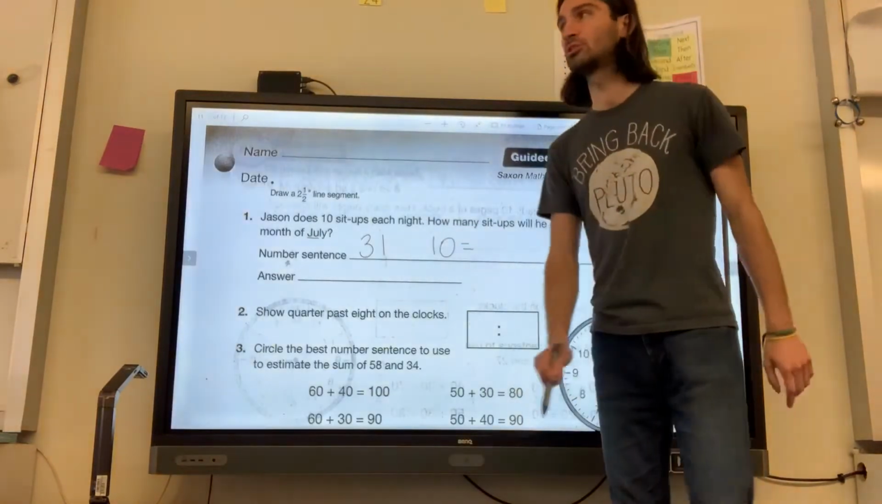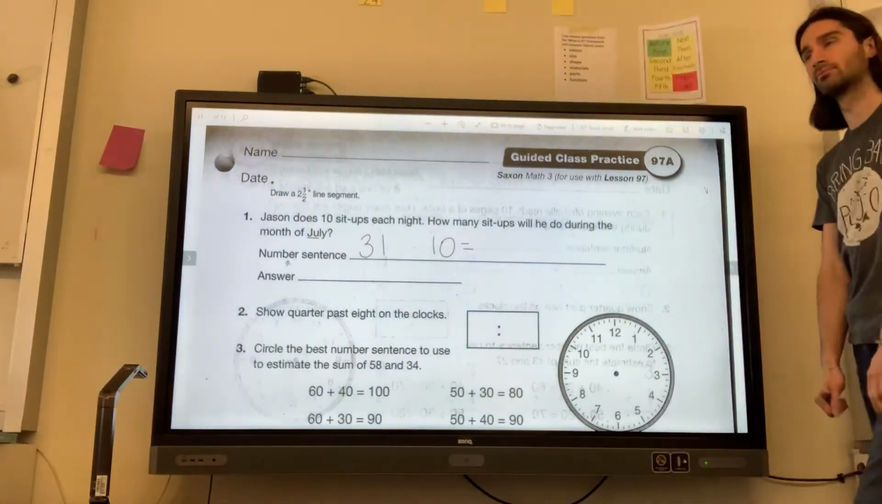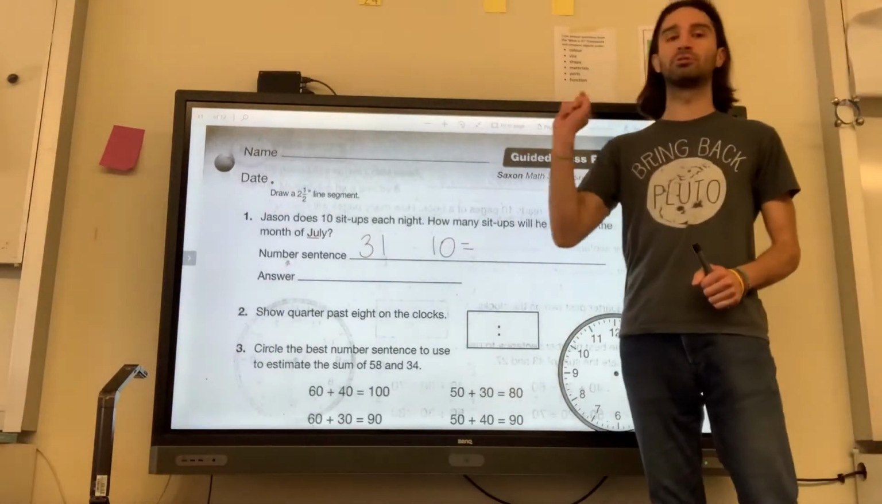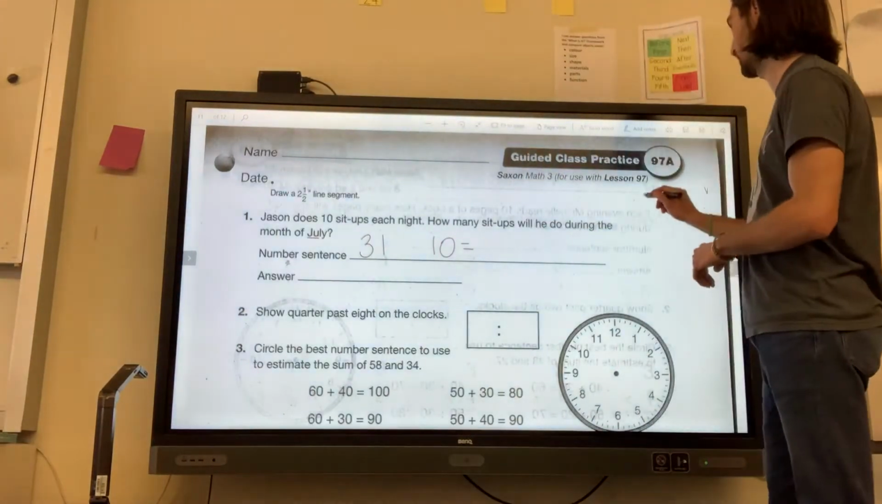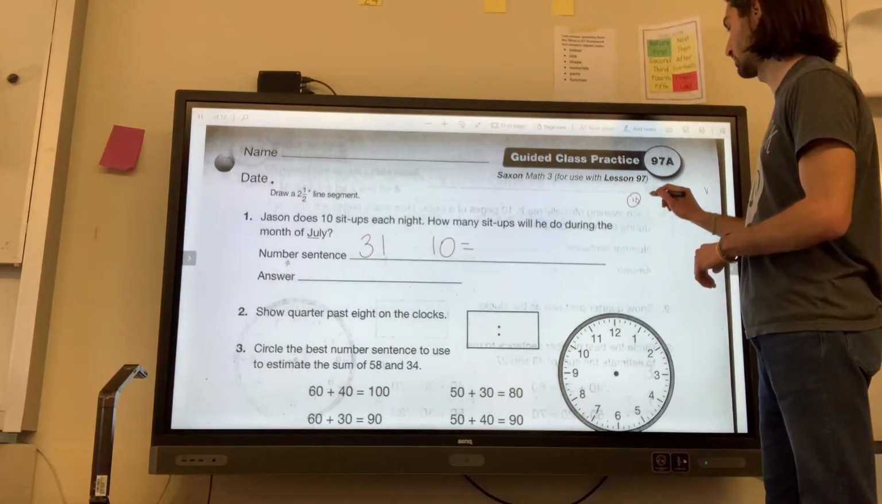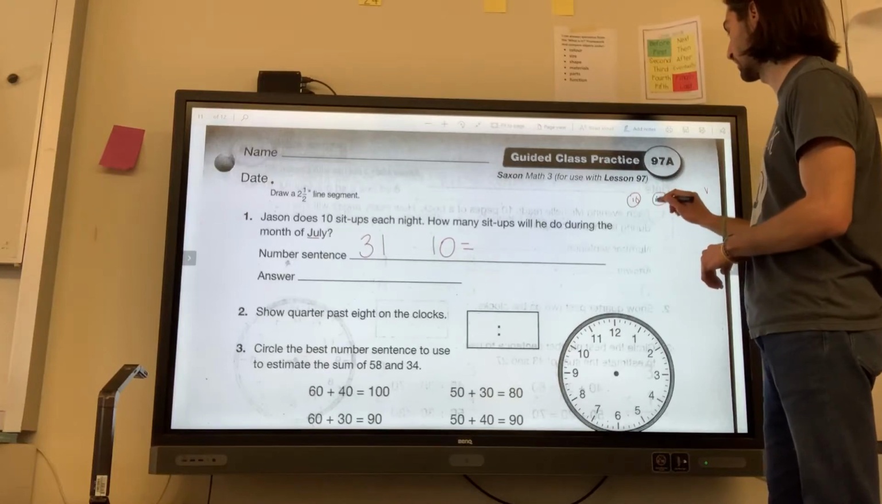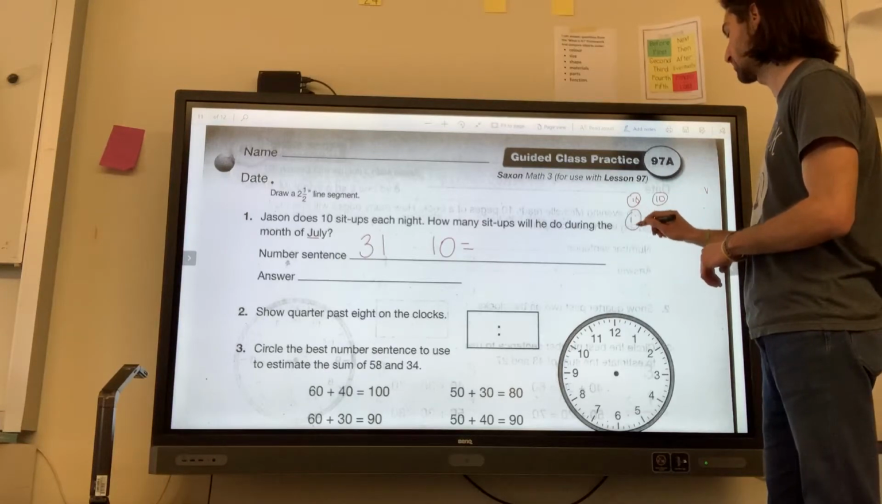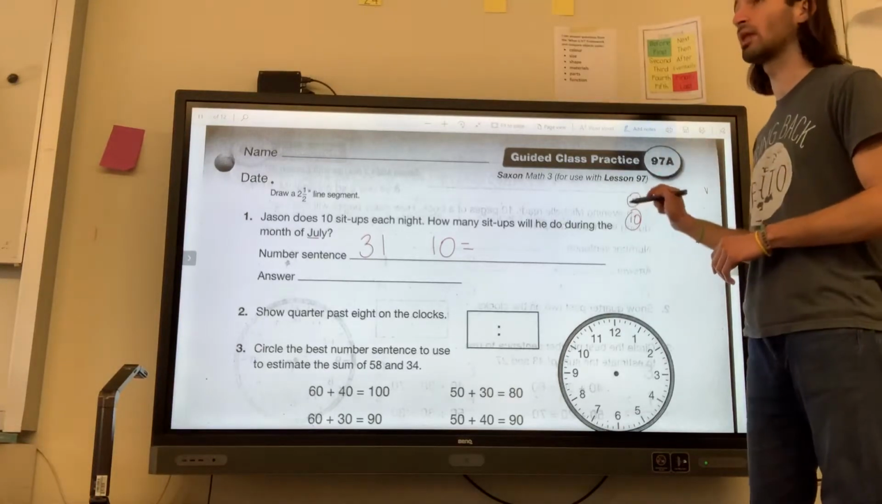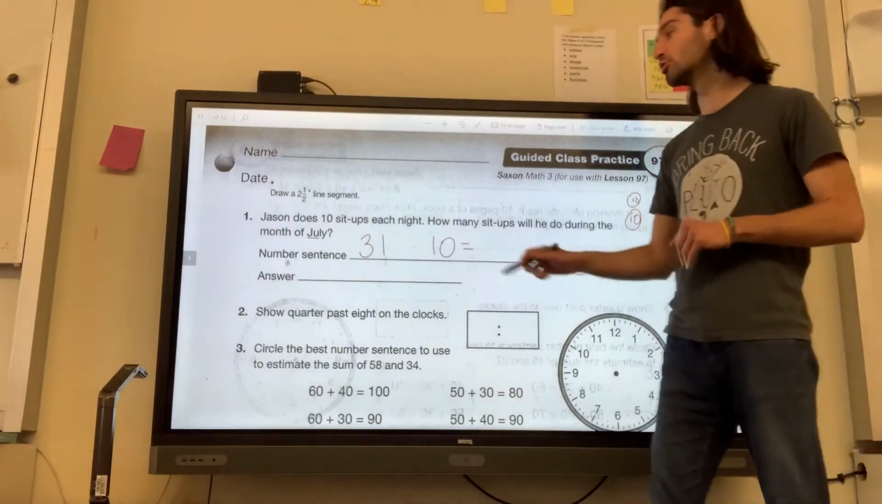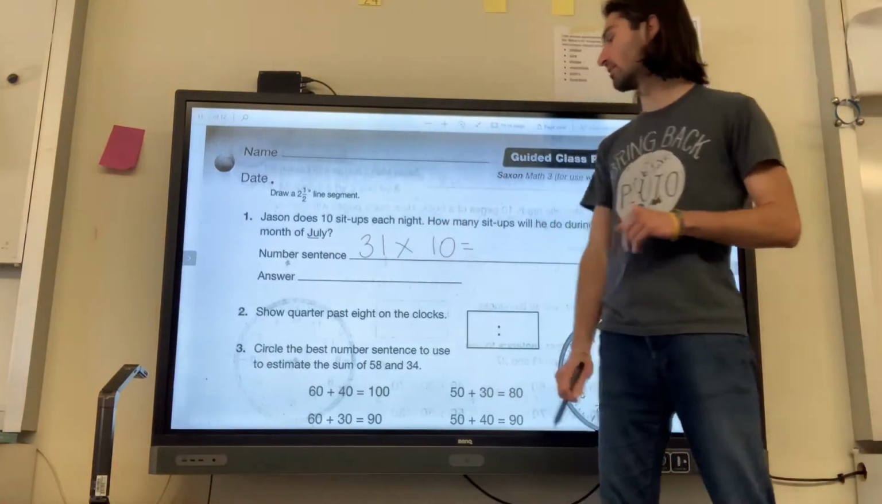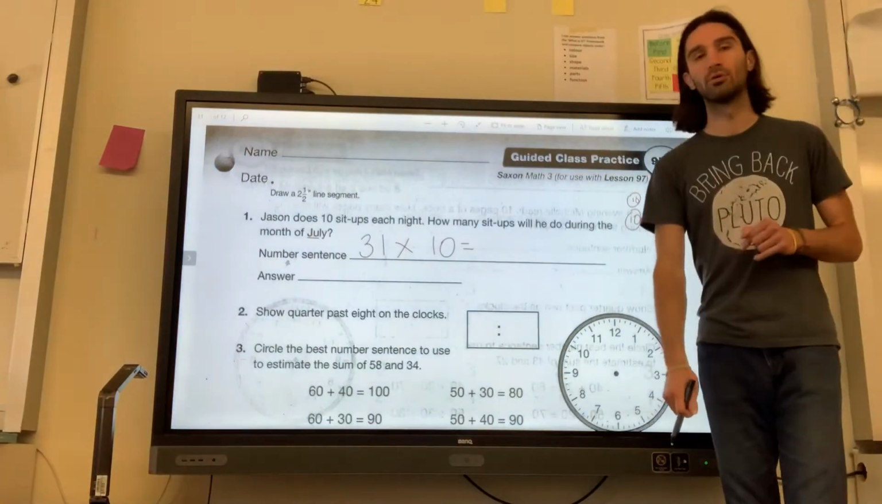So what do we do with these two numbers? Every one of those days. So here's the first day, he's doing 10. There's the next day, another 10. And then the next day, another 10. So he will have 31 groups of 10. So what does that equal?